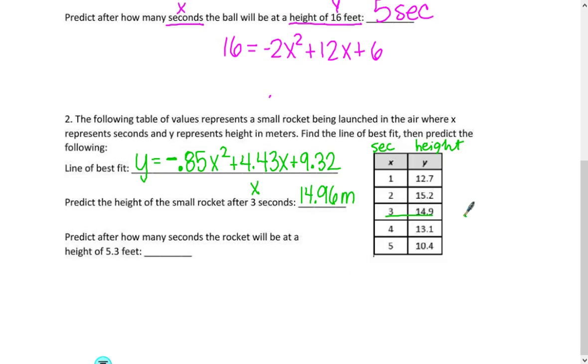And then predict how many seconds the rocket will be at a height of 5.3. Well, that is a y value. So I'm looking through my y values, and I'm trying to see when it gets to 5.3, and that is after 6 seconds. So in your table it says 6 seconds for x and 5.3 for y.